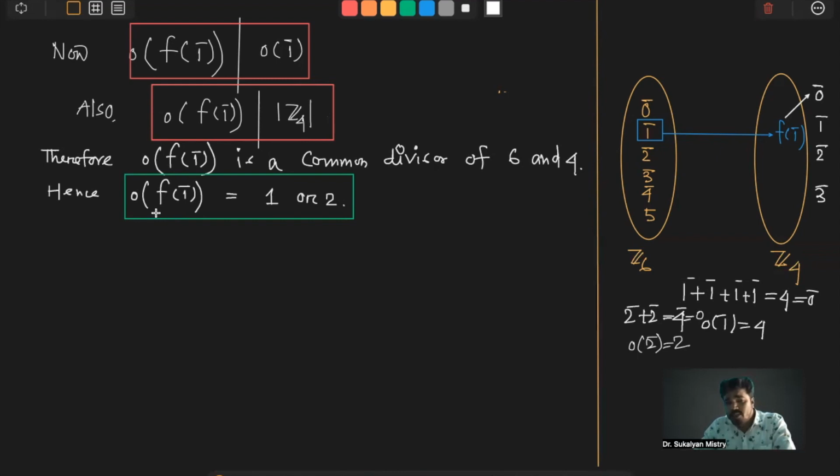So what am I saying here? Order of F1 bar is 1 or 2. When the order of f1 bar is 1, that means f1 bar will be 0. And when the order of f1 bar is 2, that means the element of order 2, and here the order of 2 bar is 2, right? So f of 1 bar will be 2. So for order 1, f1 bar is 0, and when order of f1 bar is 2, then f1 bar is 2. So from this we conclude that, thus, f1 bar is either 0 bar or 2 bar.